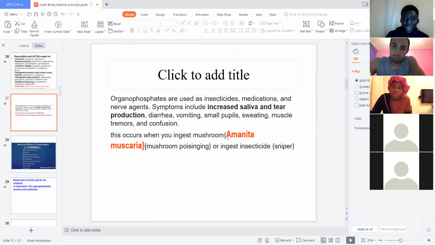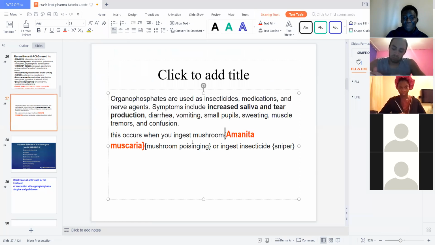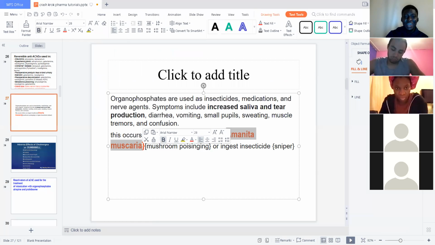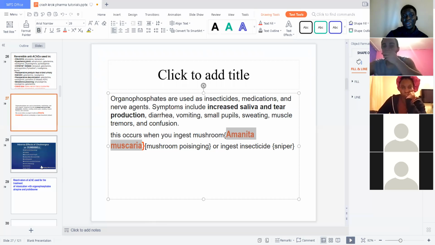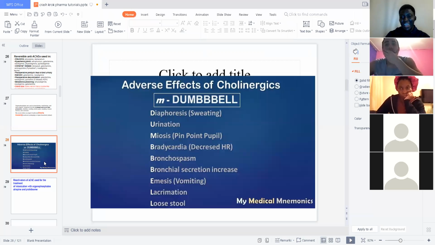Okay, also I want you to take note of this. Some people can go to the forest, see a mushroom and take it. Some mushrooms contain cholinergic effects. So when you take the mushrooms, you're going to experience organophosphate-like poisoning too. You're going to have diarrhea, miosis, vomiting. One popular question in KROK is Amanita muscaria. This is the name of a mushroom. When you take it, you're going to experience all the symptoms listed here.